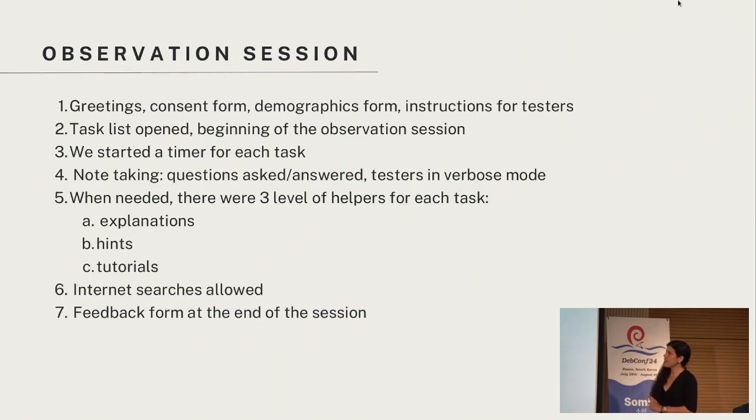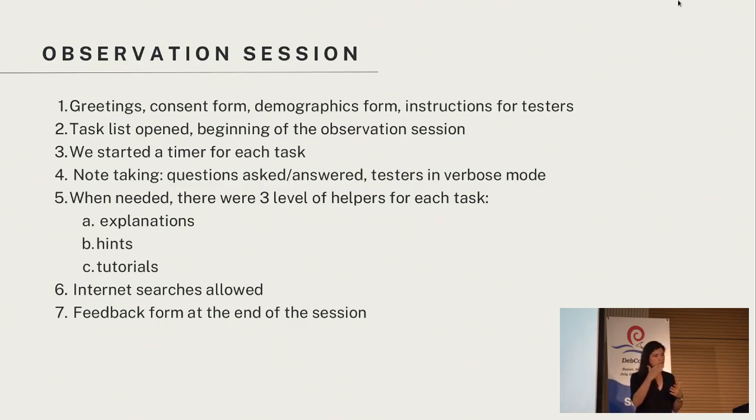Typical observation session, how it went. We would greet the volunteer, present the consent form, read the consent form with them, explain the study, and ask them to sign the consent form. Then they would fill the demographics form, which would basically ask about their background and private information. Then we would give instructions, more explanation about the study, just to make sure that we're all on the same track. Then we would open the task list.